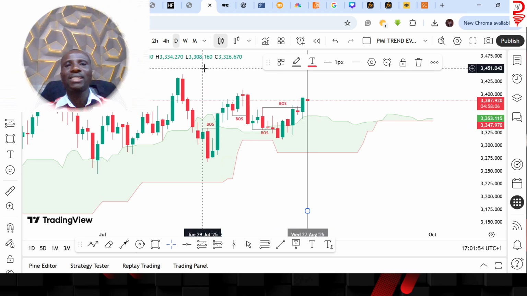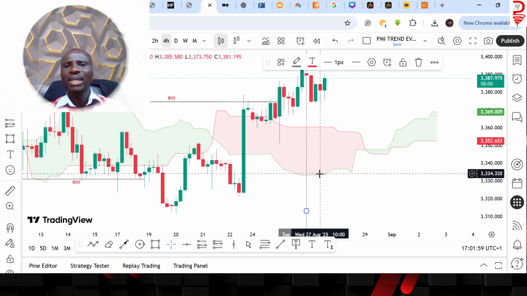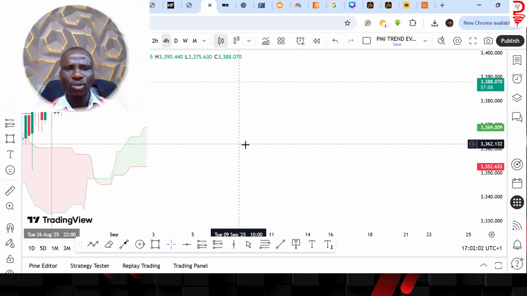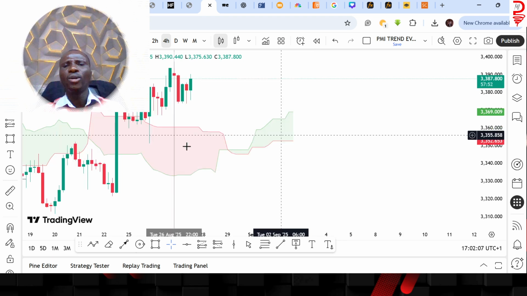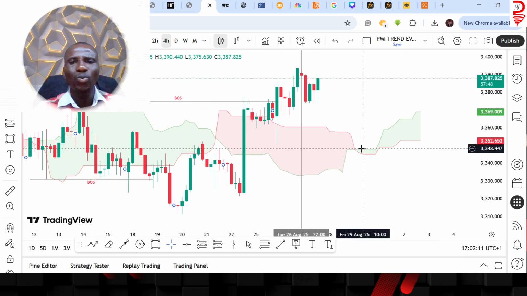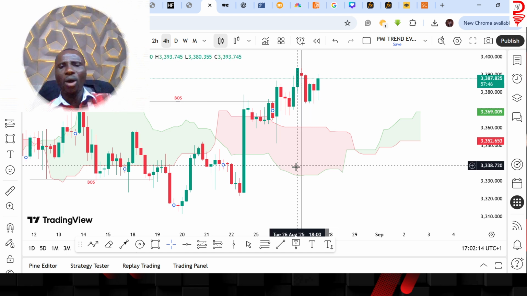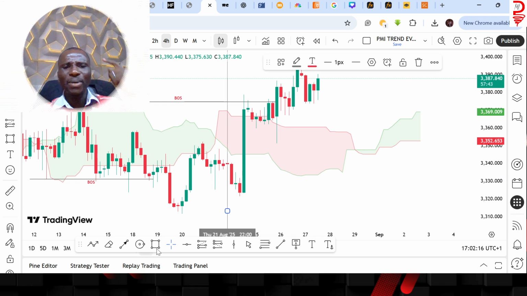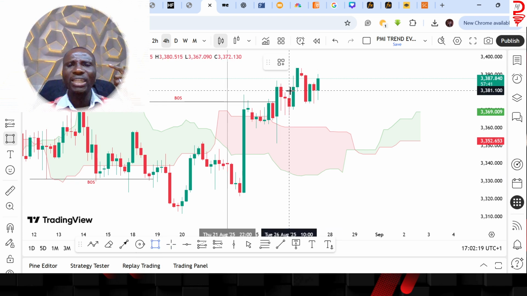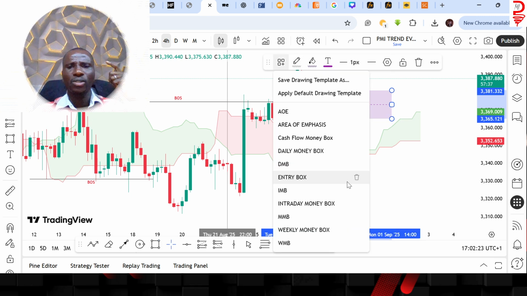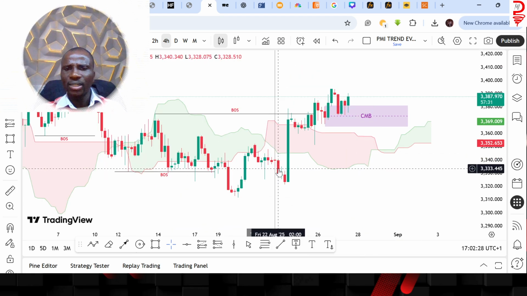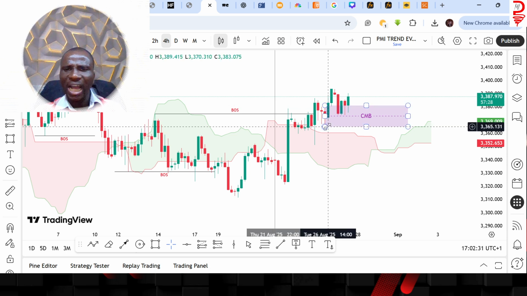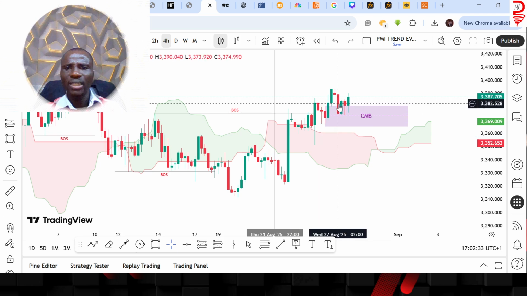So we move to the next rule, which says that you are to look for cash flow money box. Immediately after your market structure has been aligned with the directional bias, you go to the 4 hours. Any break of structure or order block that you can see is your cash flow money box. You see it now. This order block is your cash flow money box.